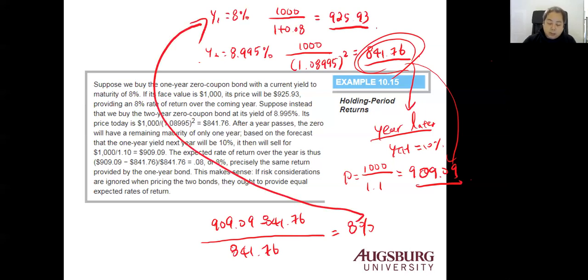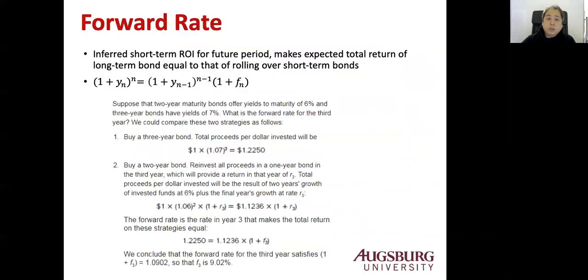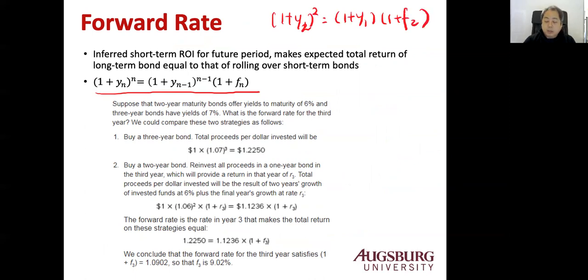So it means that basically 1 plus Y1 times 1 plus the expected rate of the second year will be the same as 1 plus Y2 squared, right? And this expected rate is called the forward rate. So you have this formula. From the previous one, we have 1 plus Y2 squared equals 1 plus Y1 times 1 plus the forward rate of the second year, right?